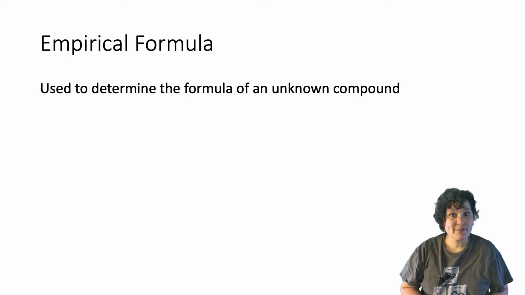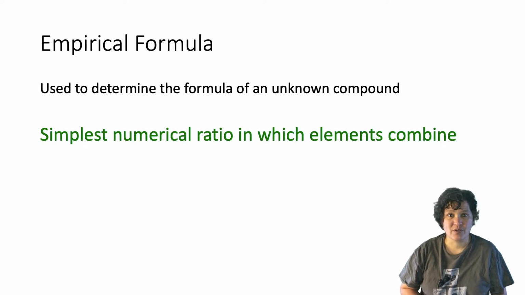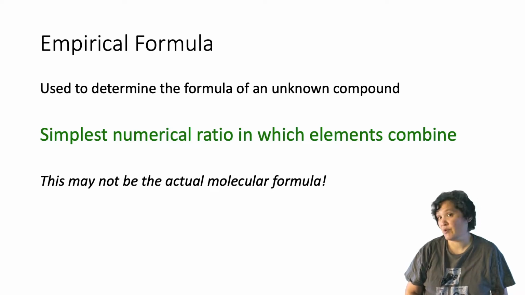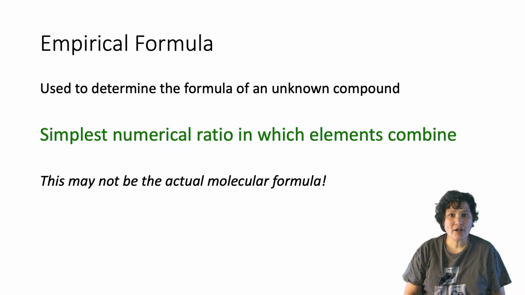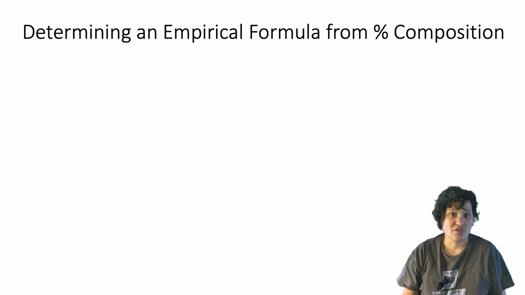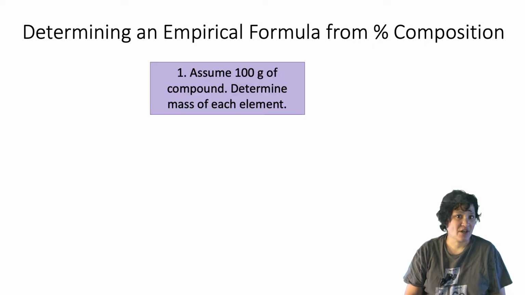An empirical formula is the simplest numerical ratio in which the elements of that molecule combine. Please note that the empirical formula may be different from the molecular formula, but we'll talk about that later. Let's talk about how to determine the empirical formula if you're given the composition of the molecule in mass percent of each element. For starters, you need an actual mass of each element, not just a percent.